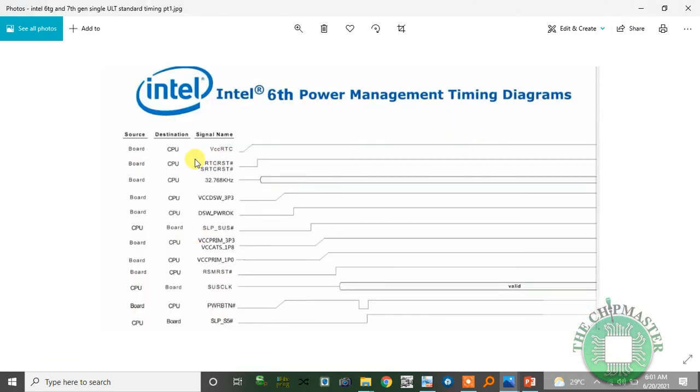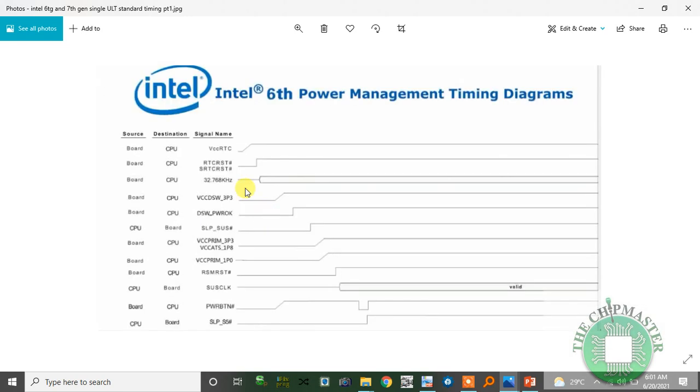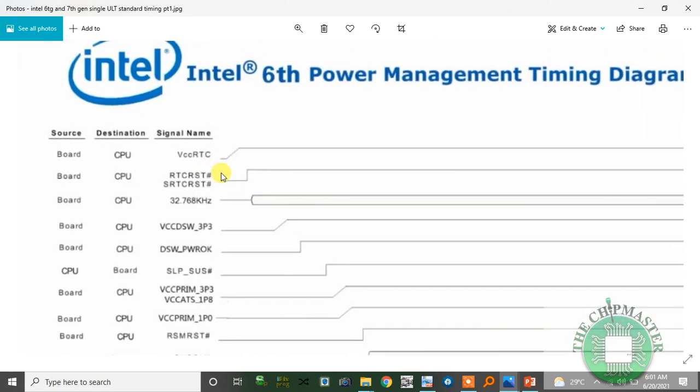All right, so first we're going to look at the VCC RTC. All right, VCC RTC, which is the VCC, which is RTC. Anybody can tell me what RTC stands for?